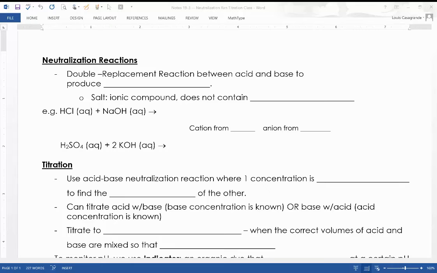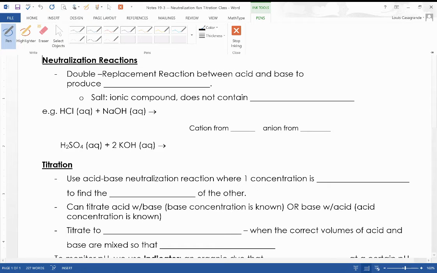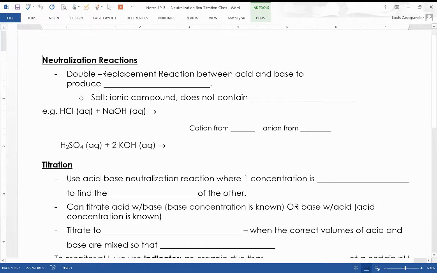Next video. In today's video, we're going to be learning a little bit more about neutralization reactions between acids and bases and how to perform titrations. I will have gone over some of this in class by the time you have watched this, but this is going to give you a little bit more detail about the idea behind what a titration is and how it works.